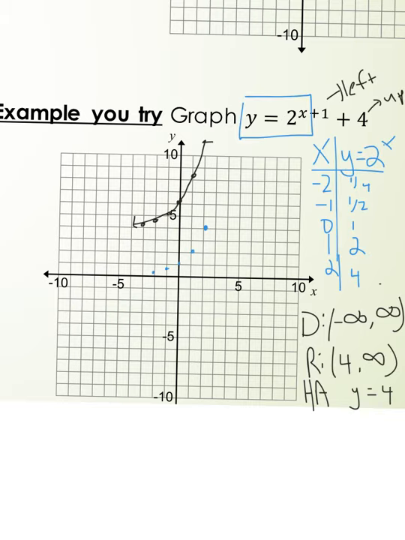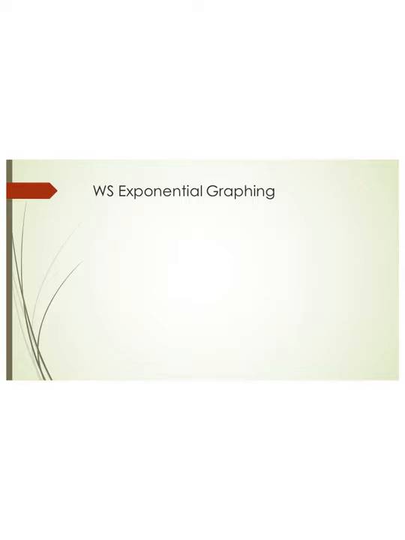Hopefully this is the picture that you do get. So notice you do have an exponential growth model. The parent function is y equals 2 to the x power, shifted left 1 and up 4, meaning our domain is -infinity to infinity, or all real numbers. Our range is from 4 to infinity with the parenthesis because that's where the asymptote is. And our asymptote is y equals 4. You are now ready to try the exponential graphing.